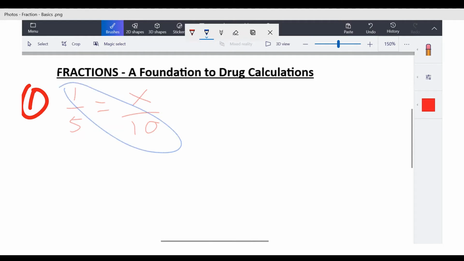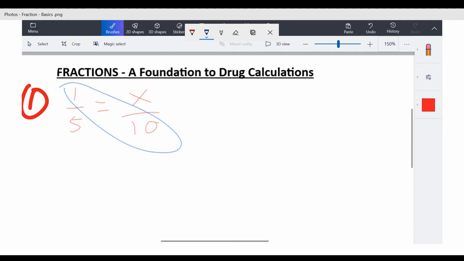This is the reason why I'm stepping back, to show you some of the basics that one needs to know for most drug calculations, which are mainly cross multiplications. If you know your fractions and how to cross multiply, most of your drug-related calculations will be very easy.